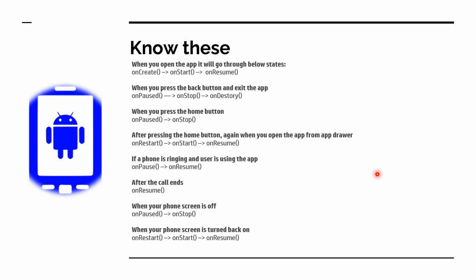When your phone screen is off, that means we are locking it, it's on pause to on stop. When your phone screen is turned back on, you are pressing the button to use the phone, it's on restart to on start to on resume. This is how it works.